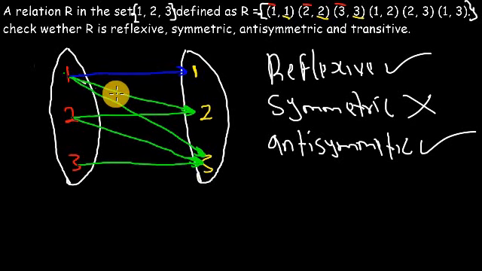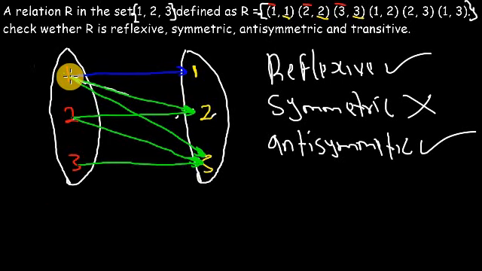1 is produced to 2. 2 is produced to 2. That doesn't work. We don't need that. 2 is produced to 3. Is 3 produced to anything else? No. Let's check. 1 is produced to 3. Is 3 produced to anything else? No. This stuff, well, I think we can figure that one out.